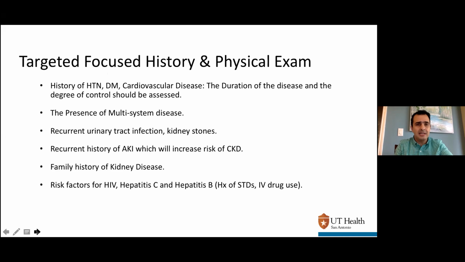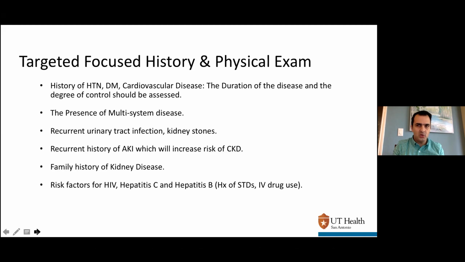When I see a patient like this, I will dig deeper into the history of hypertension and diabetes, and assess for other cardiovascular disease or comorbidities. What's the duration of disease? What's the degree of control? Did this patient get lost to follow-up for many years? Has the A1C been in the 10 range for a while? So the duration of the disease and the degree of control should be assessed.